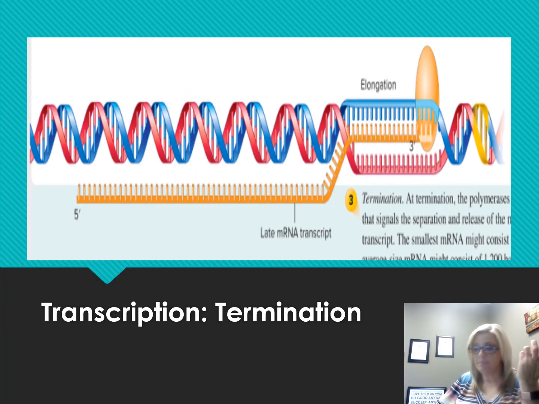Then, of course, at some point, we have to stop the process. So during termination, polymerase will recognize another code that signals the mRNA strand to separate and release the transcript. mRNA is going to be about 100 to 1200 bases long, and so that process is terminated.